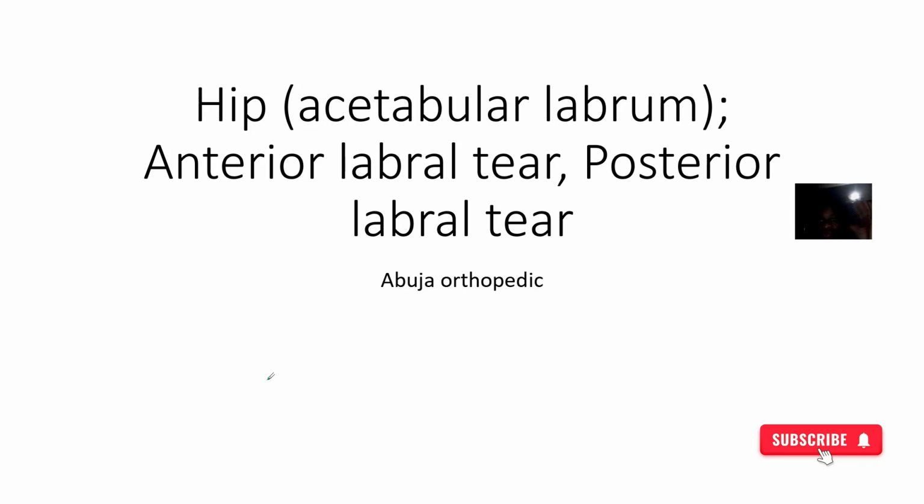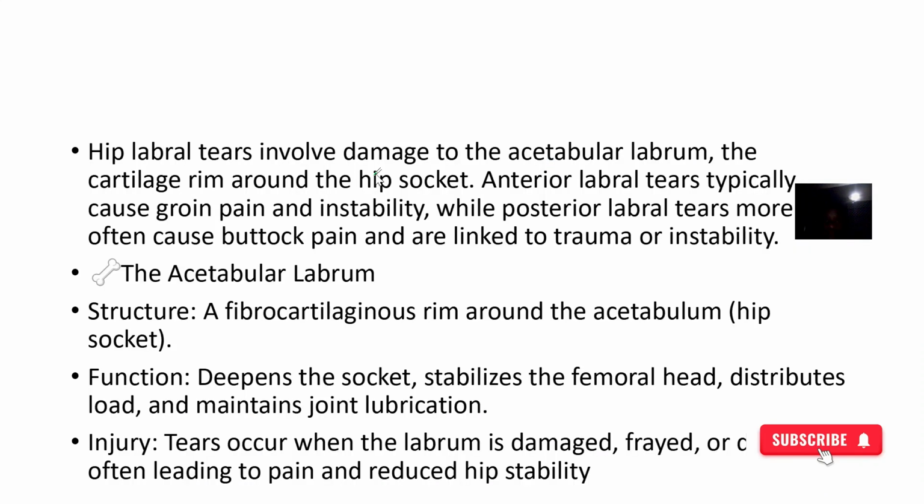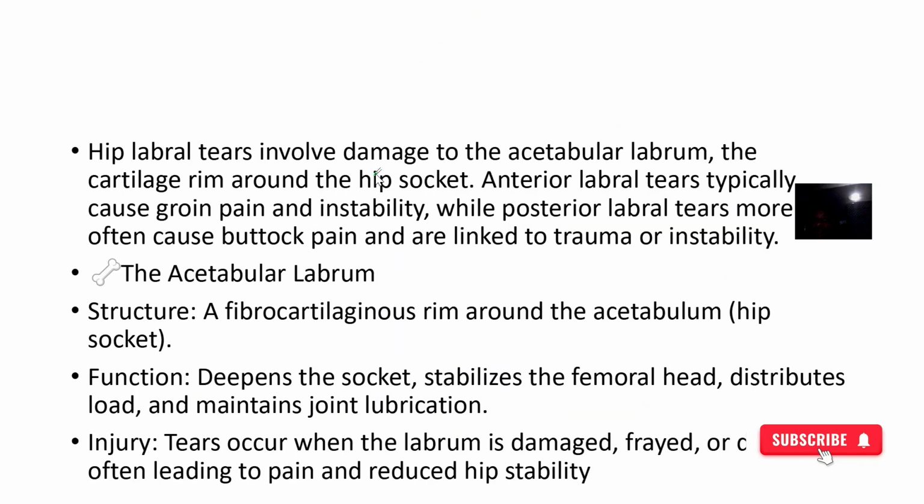So for the hip, also known as the acetabular labrum tears, you could see labral tears. It just simply involves damage to the acetabular labrum. That's the cartilage ring around the hip socket. So you can have the anterior ones most of the time. Then the posterior ones could also occur. So let's talk about them.